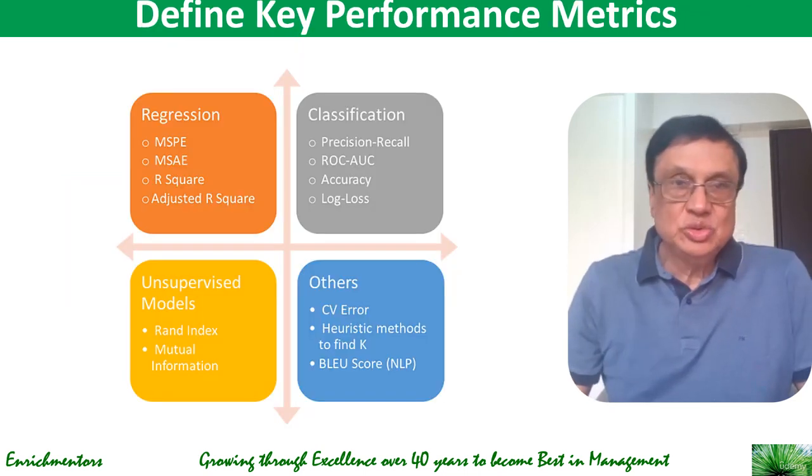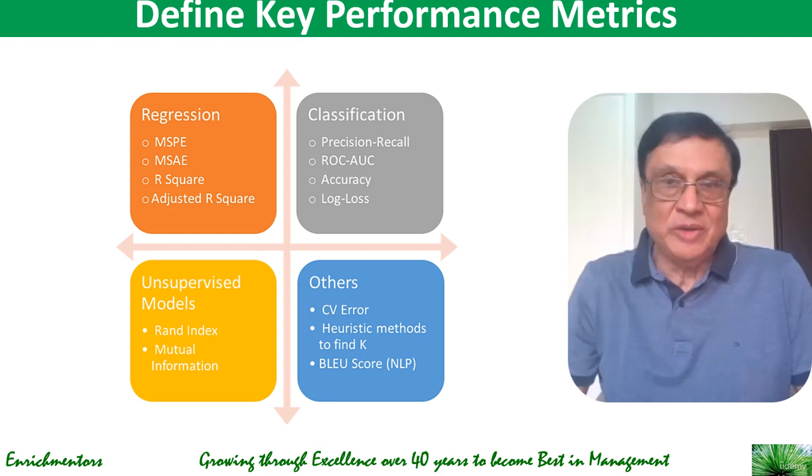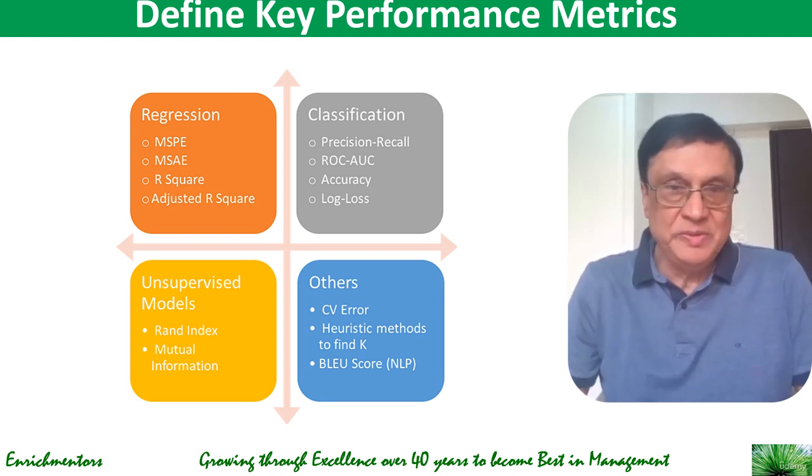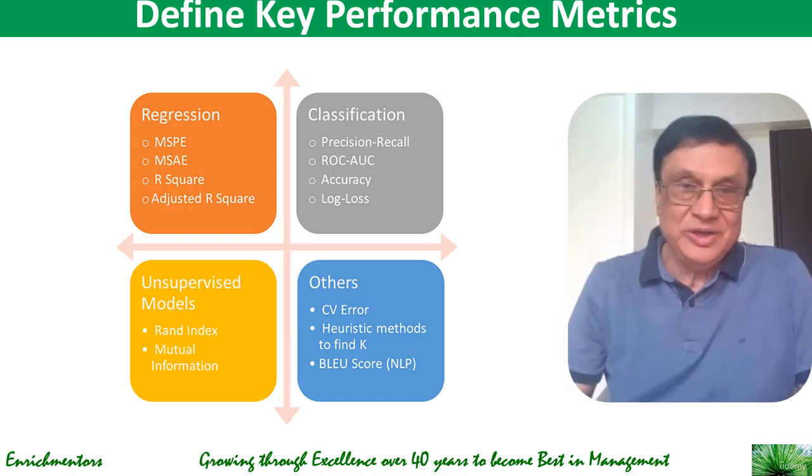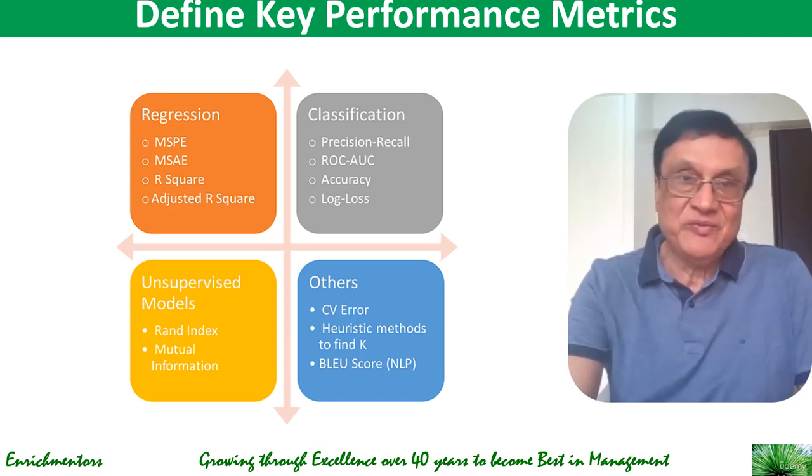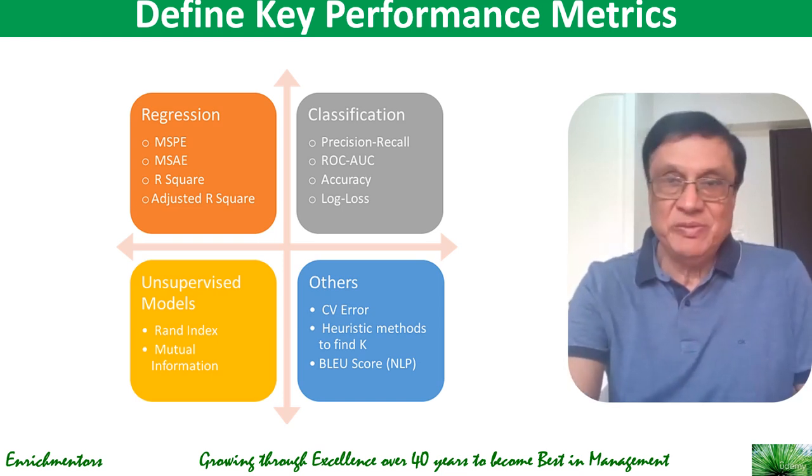So first is to determine the key performance metrics for evaluating the performance of the model that you have. And it could be any of these that you see here, including accuracy, precision, recall, F1 score, area under ROC curve, CV error, BLEU score, NLP metrics, Rand index, mutual information index, R square, all that we talked about. You can go back and pick from there what are the right key performance metrics that you need.